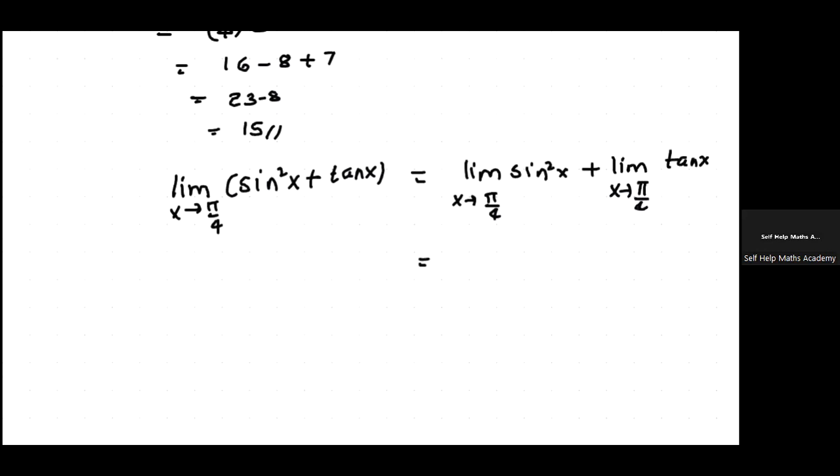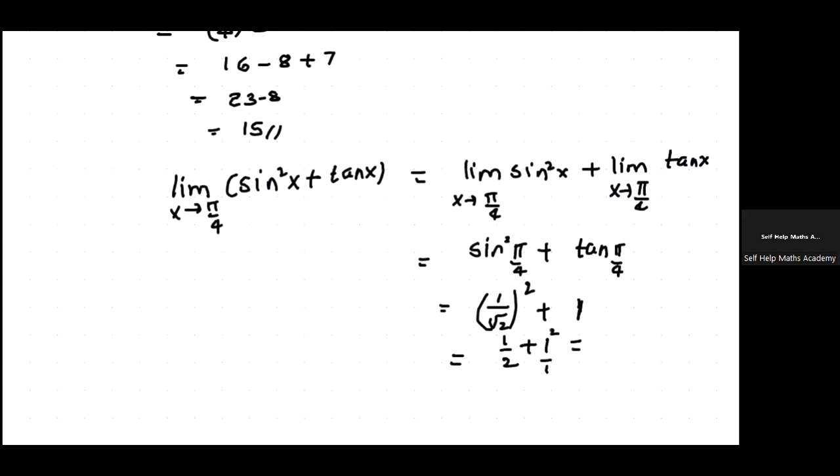This is sine square pi by 4 plus tan pi by 4. And we know sine pi by 4 is 1 over root 2, the whole square because it is square. And tan pi by 4 is 1. So therefore the answer is 1 over root 2 squared, which is just 1 by 2, square and square root cancel, plus 1. You take the LCM, this will be 3 by 2. The answer is 3 by 2.